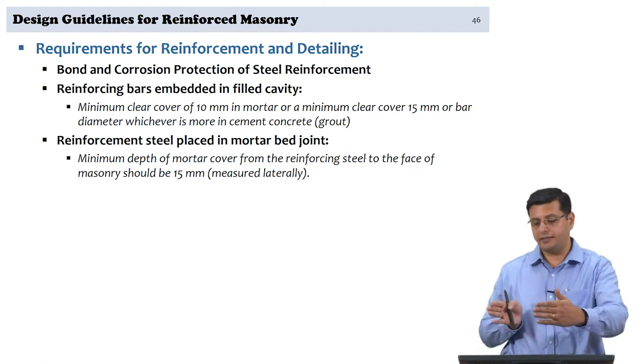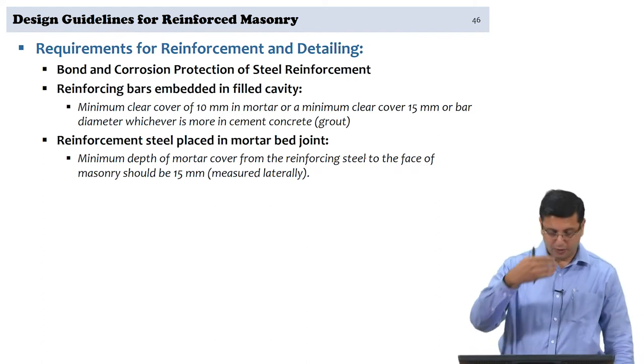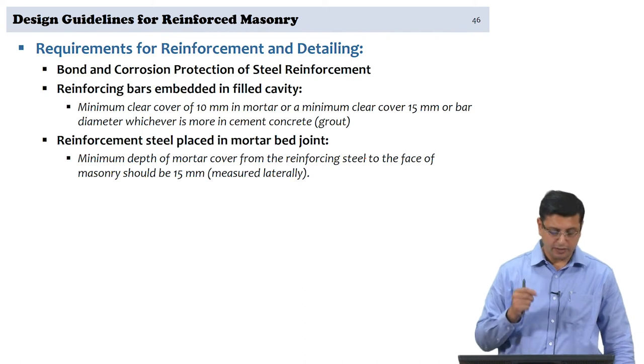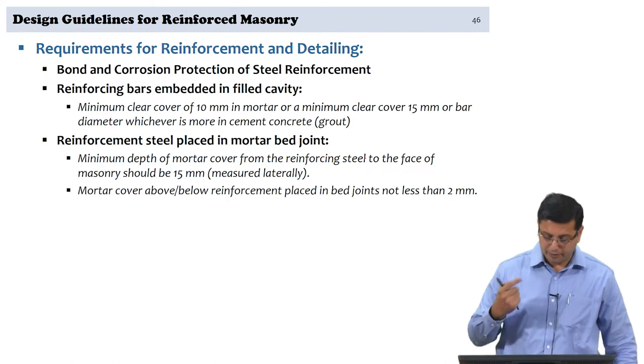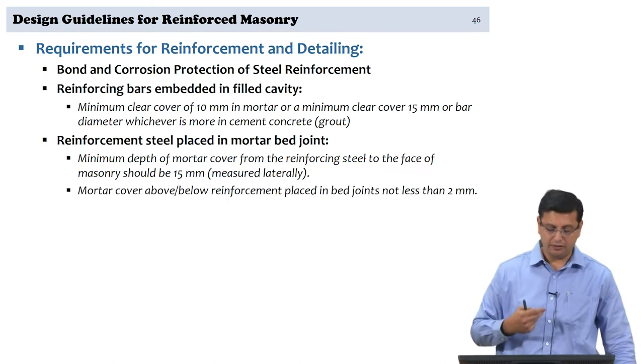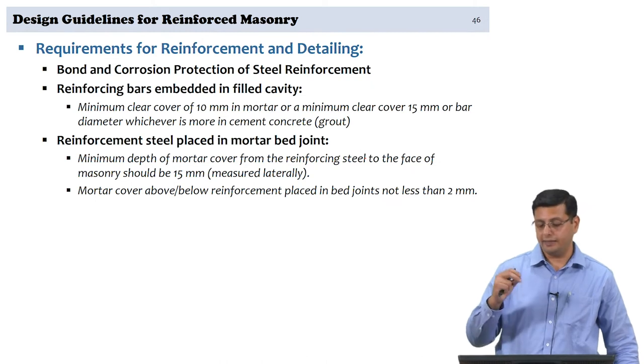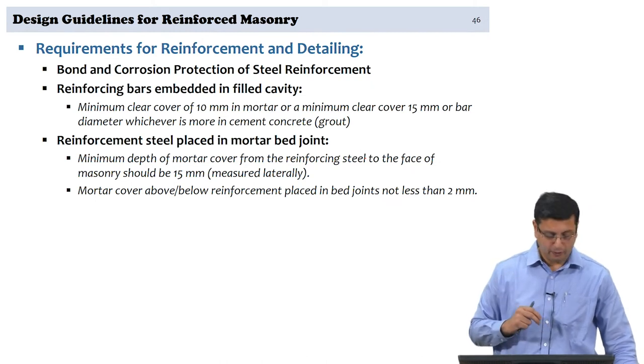So, when you are measuring laterally along a cross section between the face of the masonry and the reinforcement, there must be at least 15 millimeters of mortar. Above and below the mortar joint, you should at least have 2 millimeters of material.